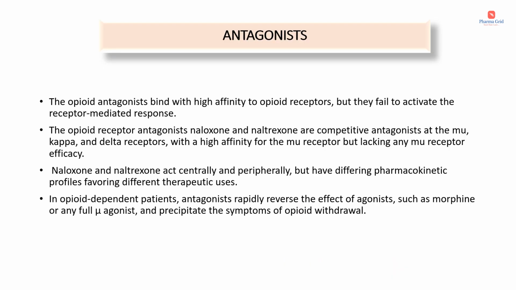So lastly, we are going to learn about antagonists. The opioid antagonists bind with high affinity to opioid receptors, but they fail to activate the receptor-mediated response. The opioid receptor antagonist examples include naloxone and naltrexone, which are competitive antagonists at the mu, kappa and delta receptors with a high affinity for the mu receptor but lacking any mu receptor efficacy. Naloxone and naltrexone act centrally and peripherally but have differing pharmacokinetic profiles favoring different therapeutic uses. In opioid-dependent patients, antagonists rapidly reverse the effect of agonists such as morphine or any full mu agonist and precipitate the symptoms of opioid withdrawal.